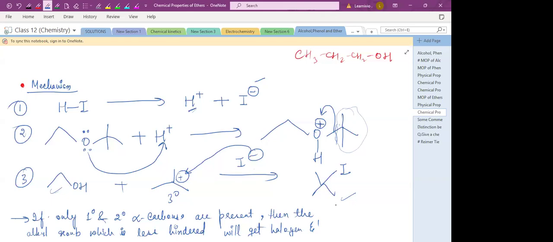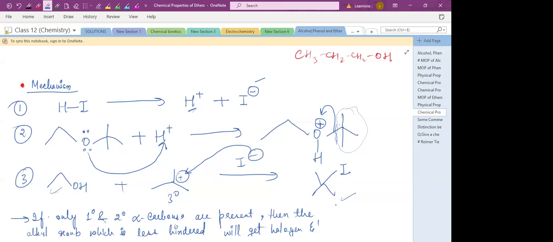First step is ionization of the halogen acid. Then the second step is the protonation of this oxygen. And the third step is the cleavage of the bond to give you the alcohol, and the cleavage of the bond, you can also call it the formation of a carbocation.